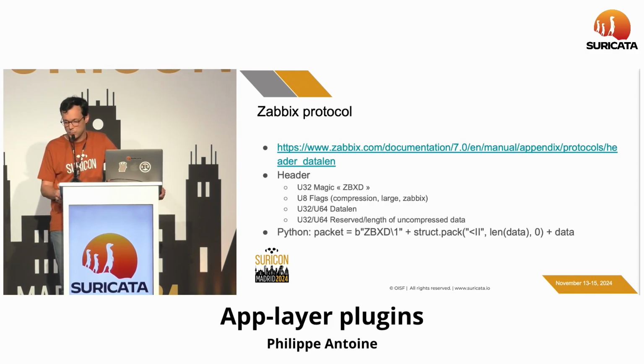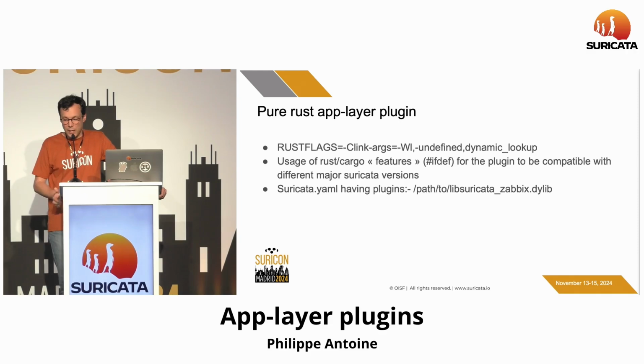A Python script to do a Zabbix client is like one line, described here. So yeah, I took this protocol, but the point with AppLayer plugins is that you can do whatever you want then. And I did it in pure Rust. So that was kind of a challenge, but taking the hard path to have more benefits in the long run.